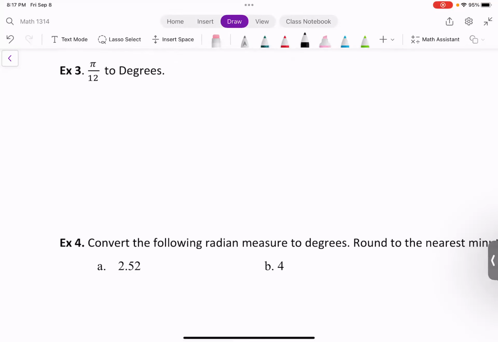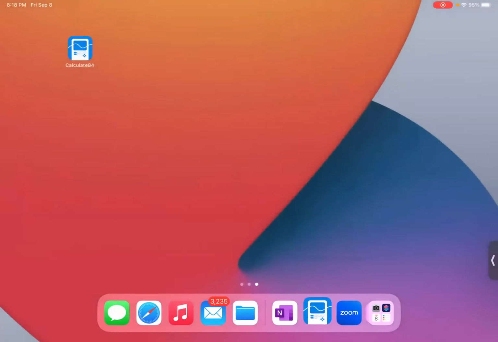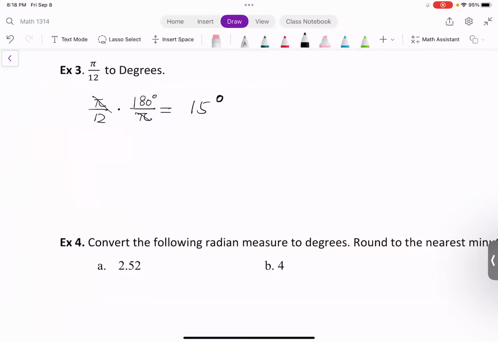I want to convert the radians to degrees. What should I do? So I have pi over 12. From this one, I need to multiply it by something, then my solution has a degree. To have that degree, I need to have 180 on the top because 180 has a degree. Then divided by pi. Pi canceled, and then 180 divided by 12, that's 15. So I'm having 15 degrees.